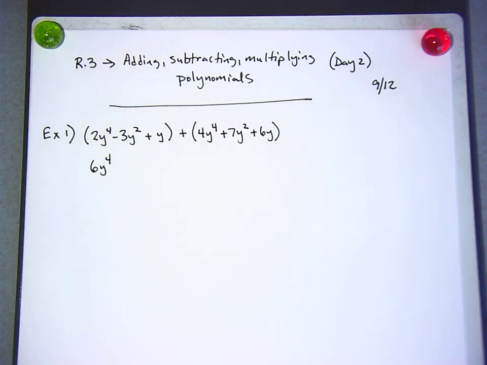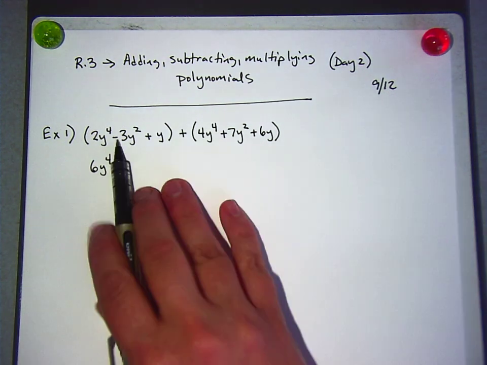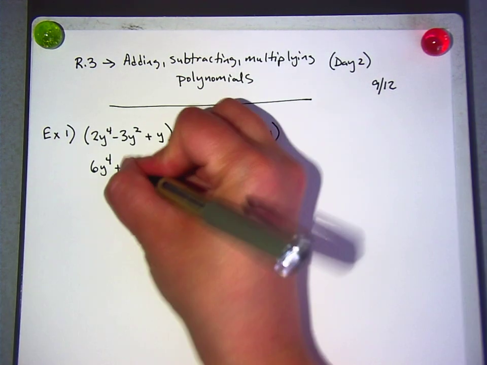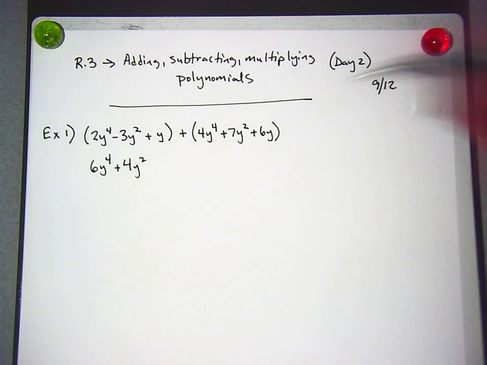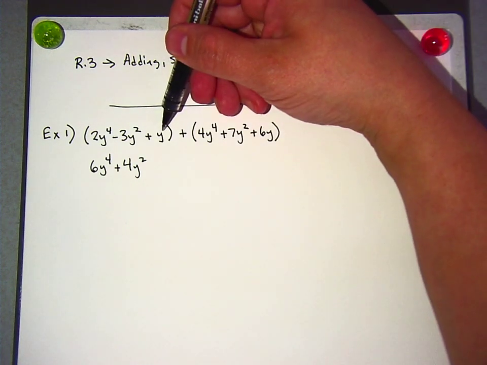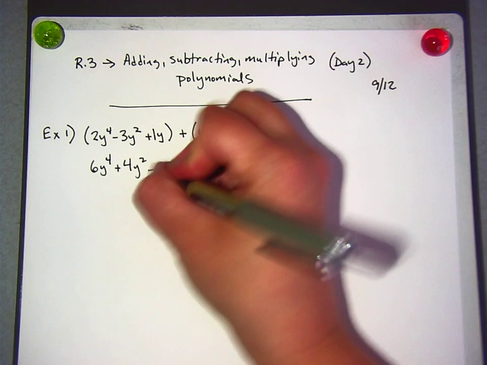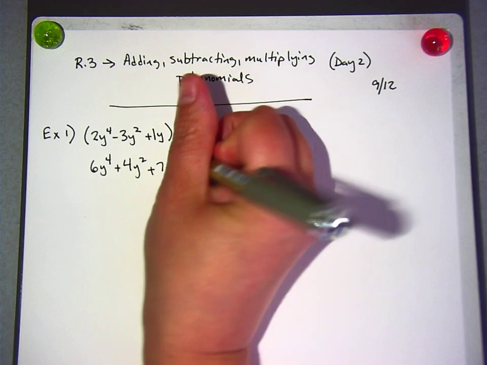Remember how when we were multiplying things with powers, we were changing the power, but when you're adding, we're just adding the coefficients. Okay? Negative 3 plus 7 is 4y squared. What's the coefficient in front of this y? 1. So 1 plus 6 is 7y. That's the whole answer.